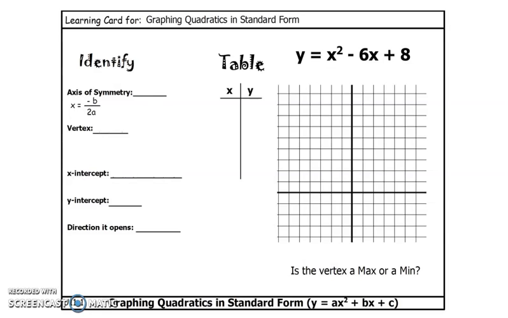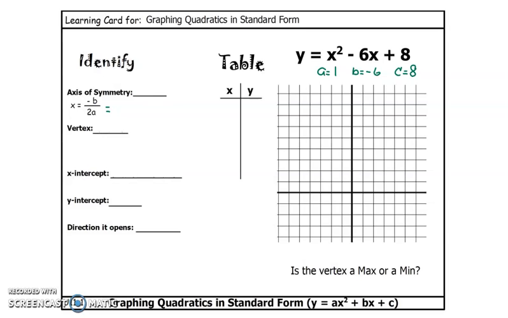So to find that, we're using this awesome little equation, negative b over 2a. So what we want to do is identify our a, which here is 1. Remember, that's the number in front of our x squared term. Our b value is the number in front of our x term, which is a negative 6. And our c value is the constant at the end, which here is an 8.